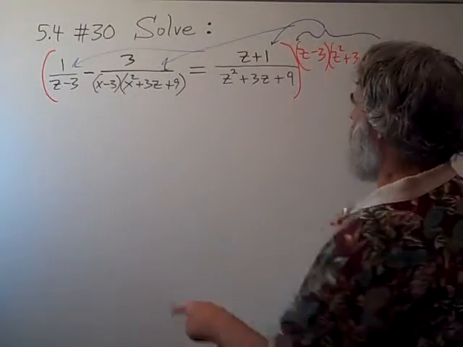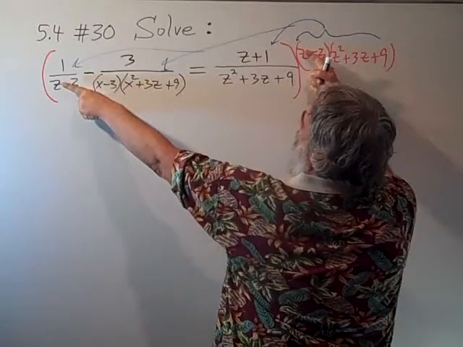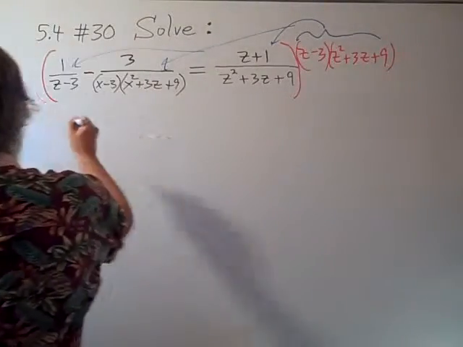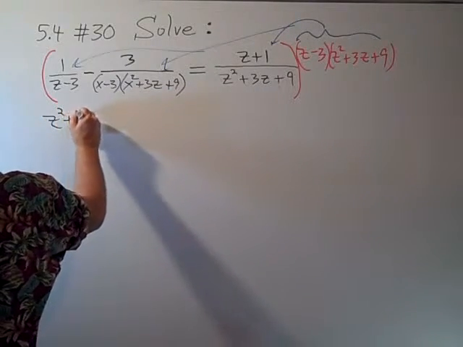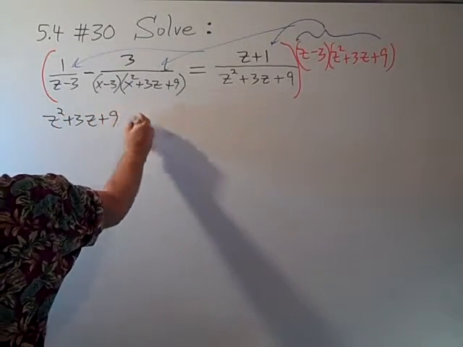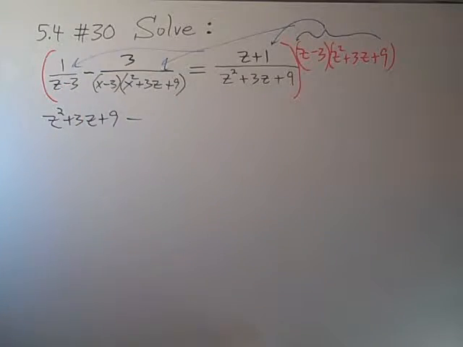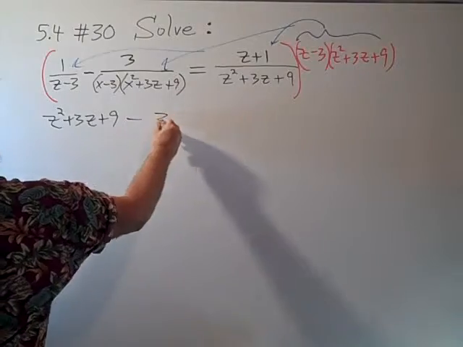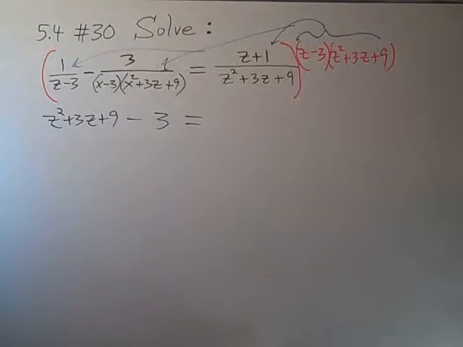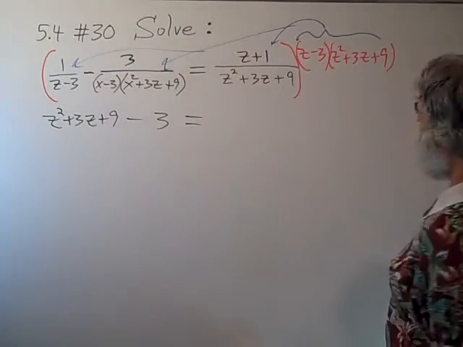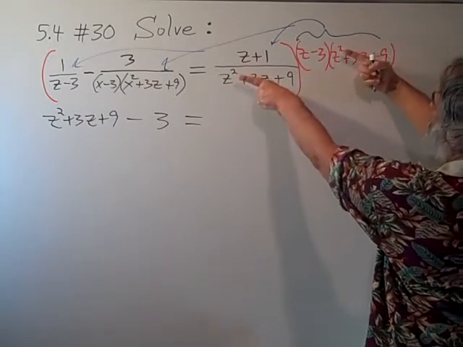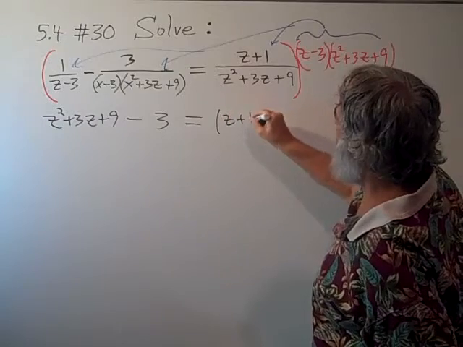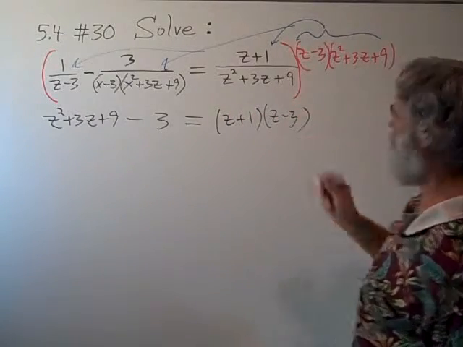And what we end up with here is the z minus 3's cancel out. So we're left with 1 times z squared plus 3z plus 9. So that's z squared plus 3z plus 9. Then minus. And notice here the entire product cancels, leaving only a 3. On the right side of the equal sign, the quadratic factor cancels out, so we're just left with z plus 1 times z minus 3.